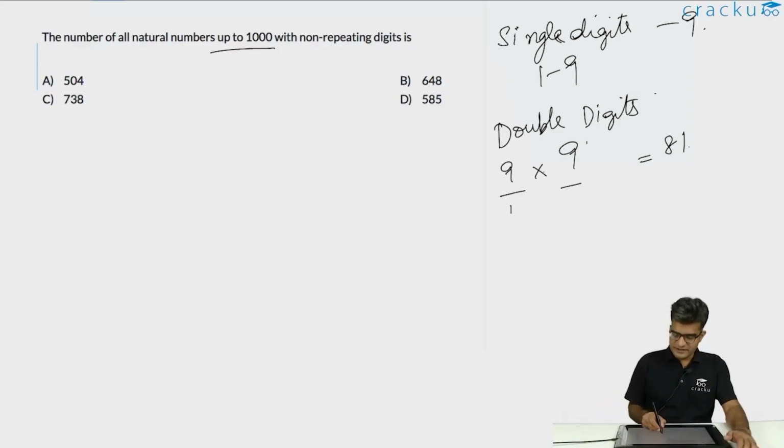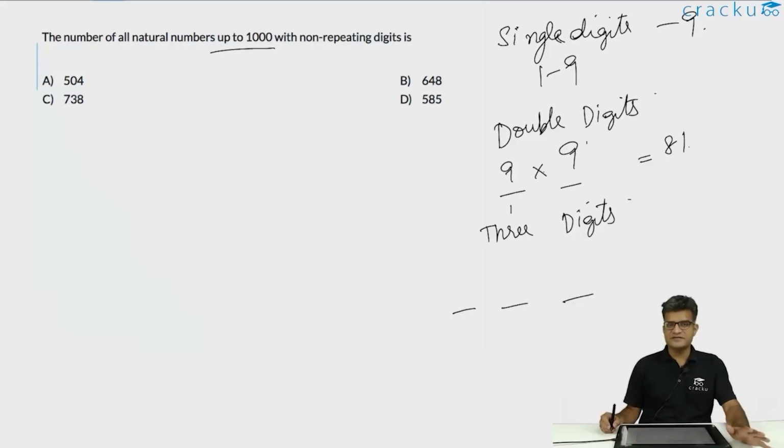If you are looking at 3-digit natural numbers, you will have 3 digits. The first digit can be again any number which is not equal to 0 from 1 to 9. So it can be selected in 9 ways. The second digit can be 0, but we have to ignore the first digit. So it can be selected in 9 ways. The third digit cannot be the first digit and the second digit. So it can be any one of the remaining 8 digits. This is 9 into 9 into 8, which is 648.